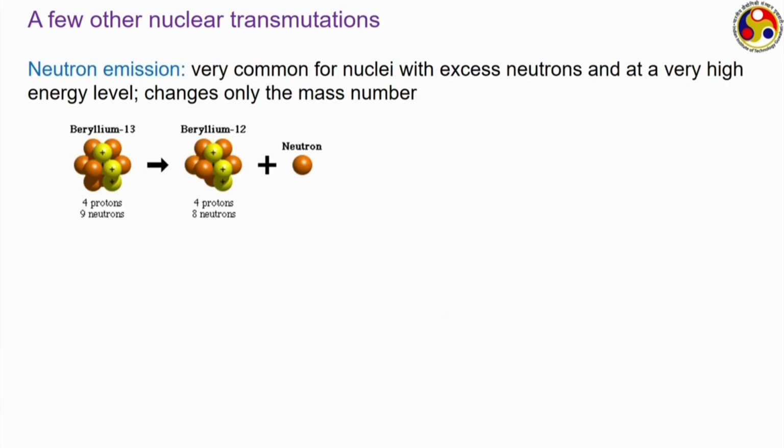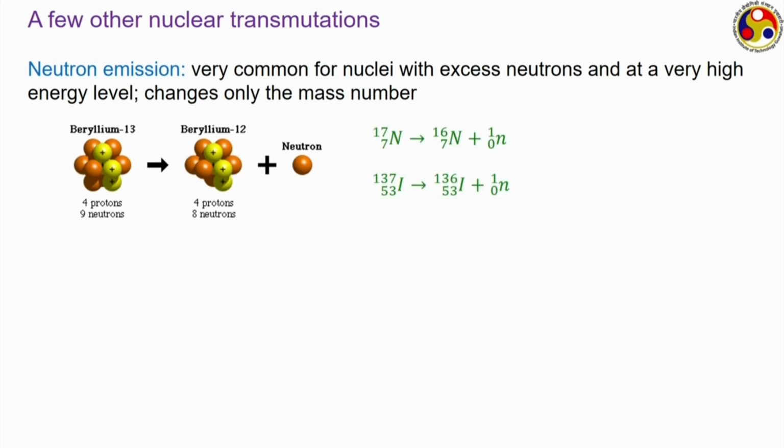Finally, before closing, a few other nuclear transmutations are also present along with alpha, beta or gamma decays. Neutron emission is very common for nuclei with excess neutrons, particularly heavier nuclei and also at a very high energy level. It changes only the mass number; the atomic number remains the same. Like in the first example, beryllium-13 is releasing one neutron and getting converted to beryllium-12. So, just another isotope of the same element.